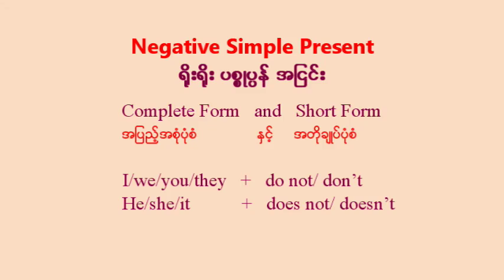Negative simple present. Complete form and short form. I, we, you, they plus do not, don't. He, she, it plus does not, doesn't.